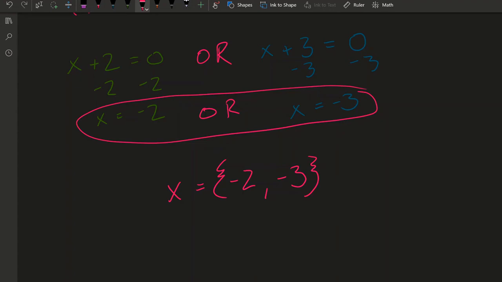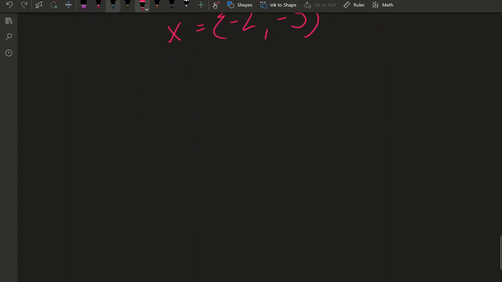Let's do one more practice one. Let's do solve x squared plus x minus 30 equals 0.